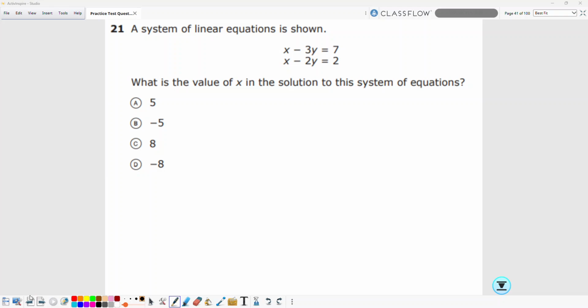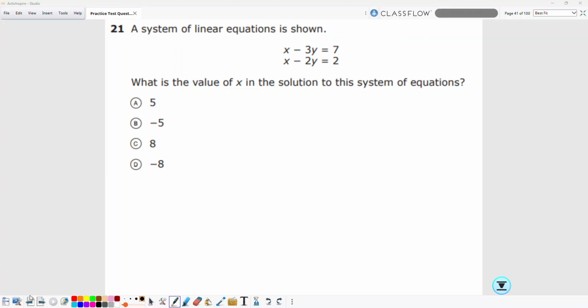21. A system of linear equations is shown below. What is the value of x in the solution to this system of equations? Okay, so you only have to solve for the value of x. So let's do that.